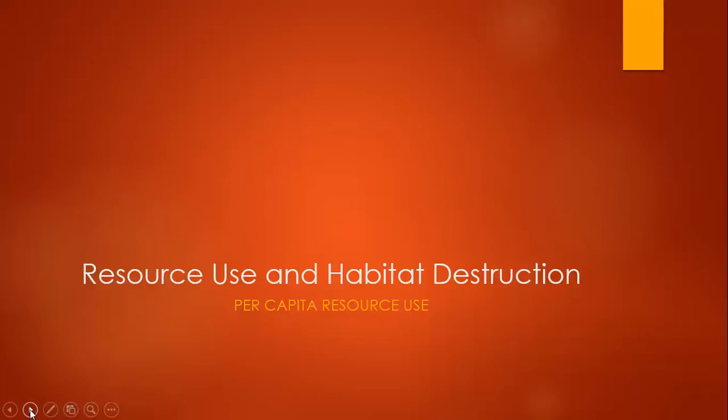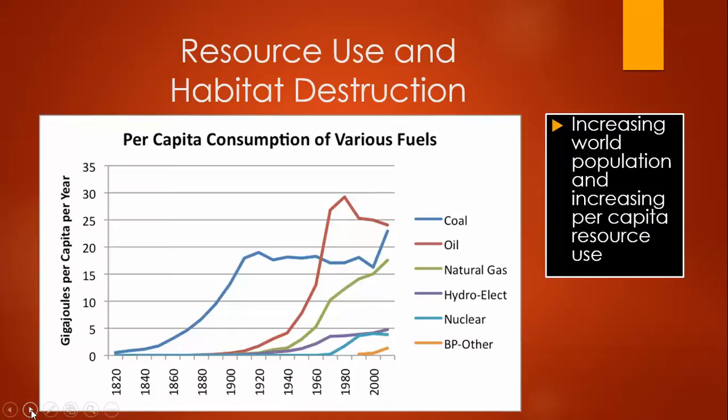So let's talk about resource use and habitat destruction. Two major aspects of population growth make it an important factor in all other environmental problems. You've got the increasing world population and increasing per capita resource use. As there are more people on Earth, if per capita resource use stays constant, every additional person puts additional demand on our already limited resources. This is especially true of freshwater and arable or farmable land.